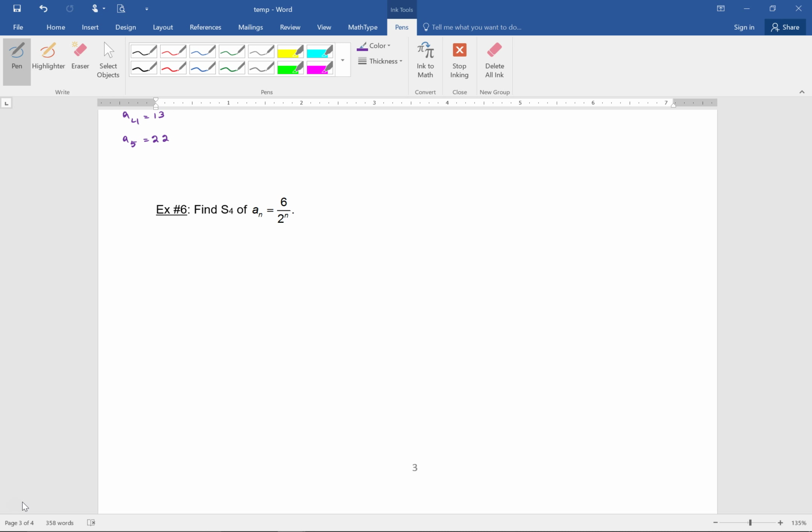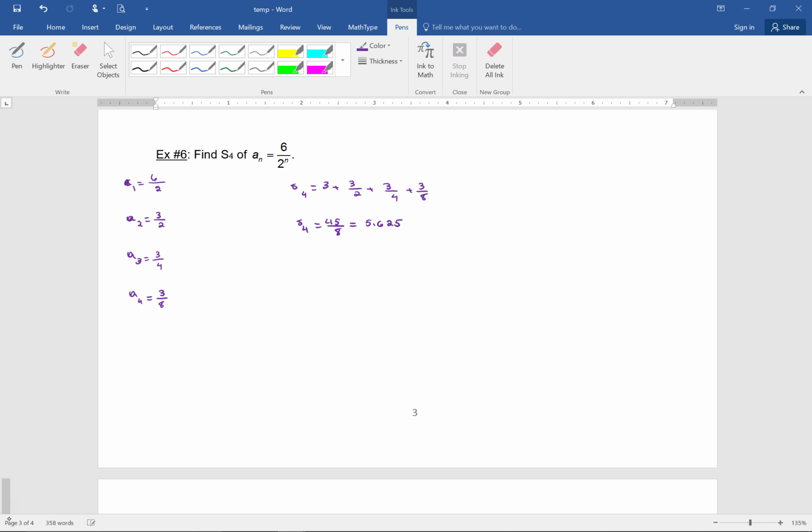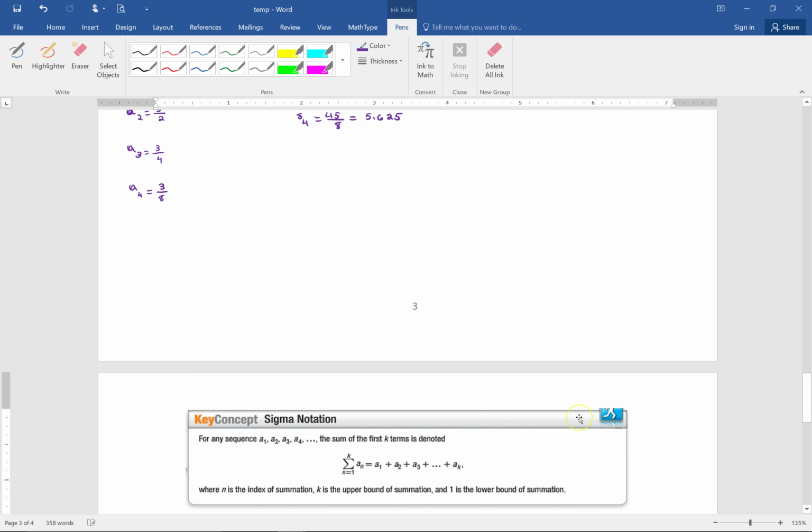Let me prompt them. S4, which means we need the first 4. I'm going to give you guys 2 minutes. I'm going to pause this 2 minutes to find S4 here. The answer to this one, you get A1 through A4, you add them up. It's 45 over 8, which is 5.625. On the test or on the homework, depending on what you're solving, you may or may not need the fraction or the decimal. All right, so moving on.